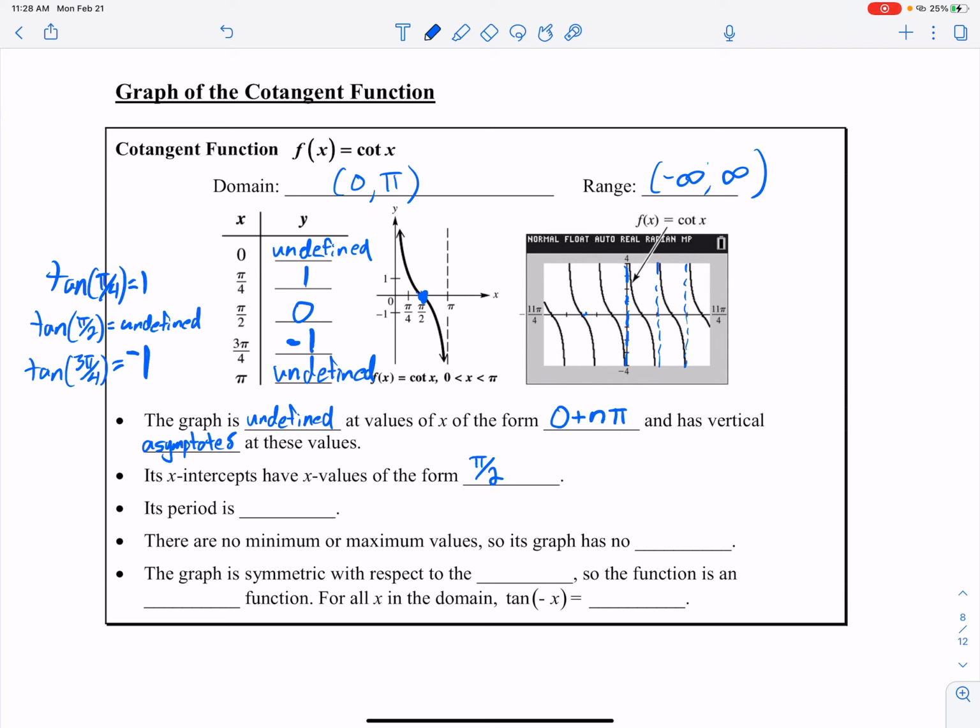So I'm not going to hit it again until I go through the whole period again. So that means if I want the next value, I add pi. If I want the next one, I add 1 pi. If I want the one after that, I add 2 pi. If I want the next one, I add 3. If I want to go backwards, I just start subtracting pi's. So what is the period here? Pi.